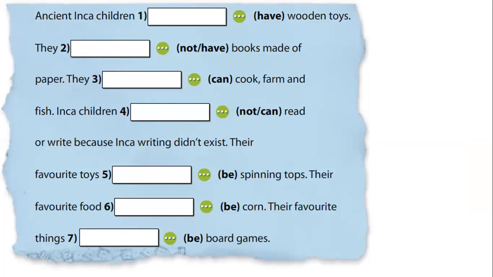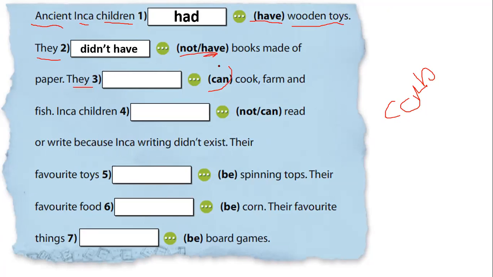I have this paragraph. It's very similar to the previous activity, but here it's a combination of have or had in the past, could, and the verb to be. We have to change the verbs in parentheses. If it's have, what is the past of have? Ancient Inca children had wooden toys. They didn't have books made of paper.